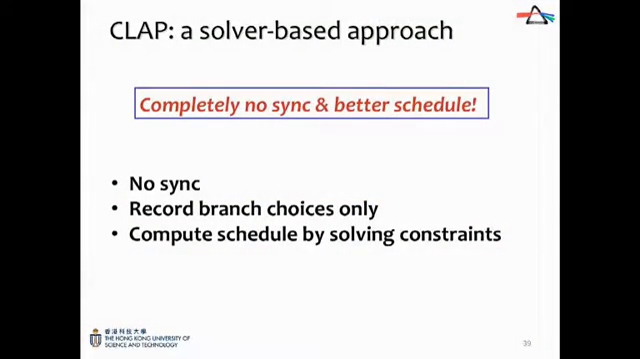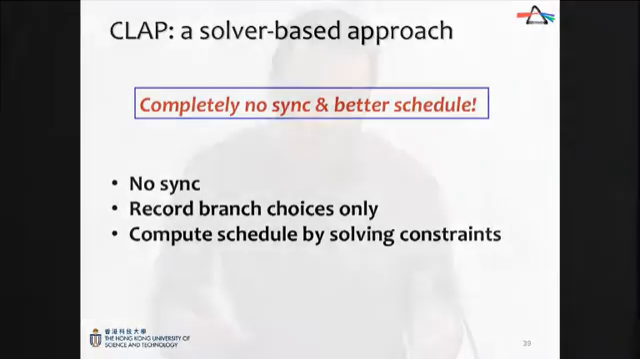So the last technique I want to talk about is called CLAP. It's a solver-based approach, which goes a step further to drive down the recording overhead. In this approach, we do not require any synchronization, okay? And we record only the branch choices. In other words, we do path profiling. And we compute the schedule by solving constraints.